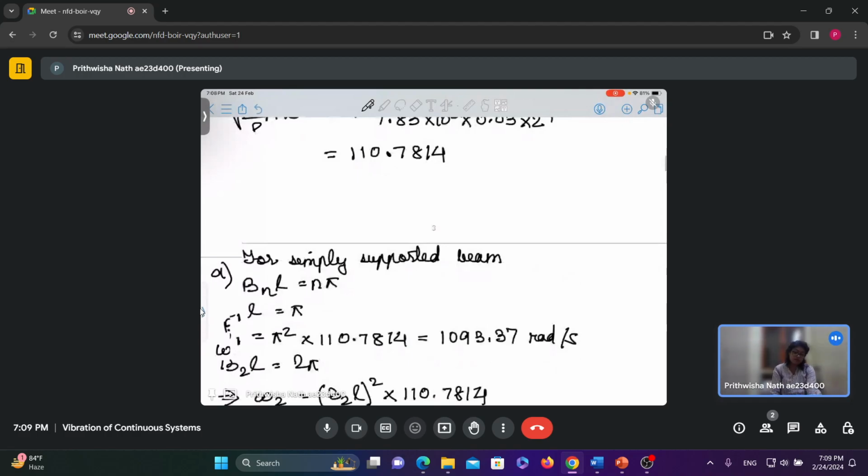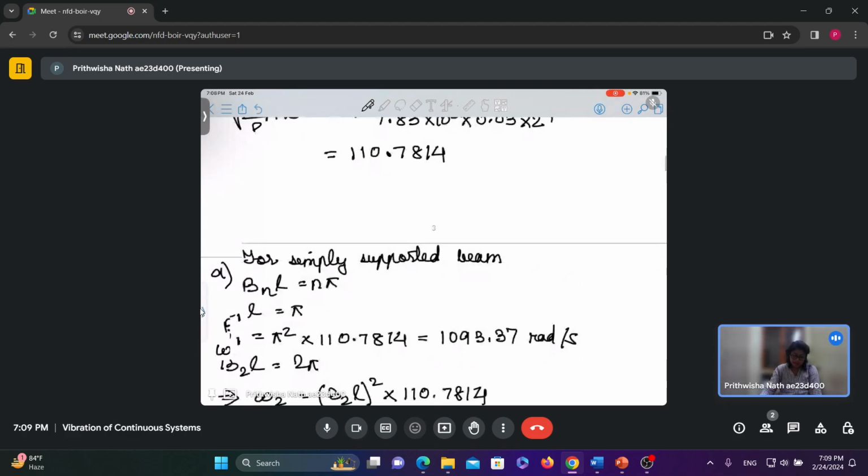Now for the second natural frequency, in place of beta 2 L, we substitute 2 pi. So this gives the second natural frequency. Similarly, for the third case, we substitute 3 pi.